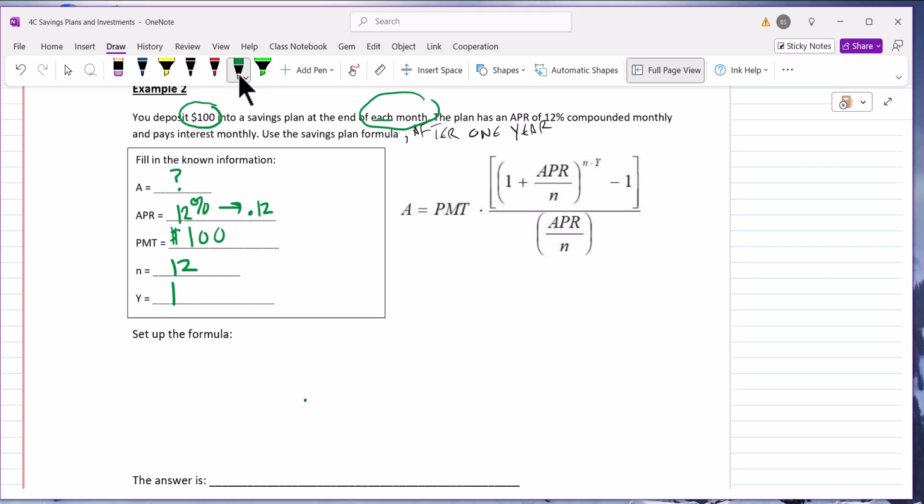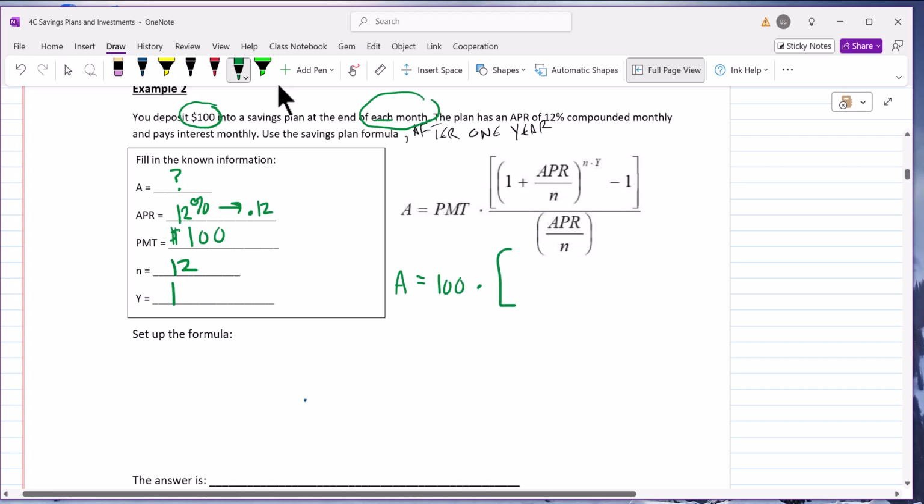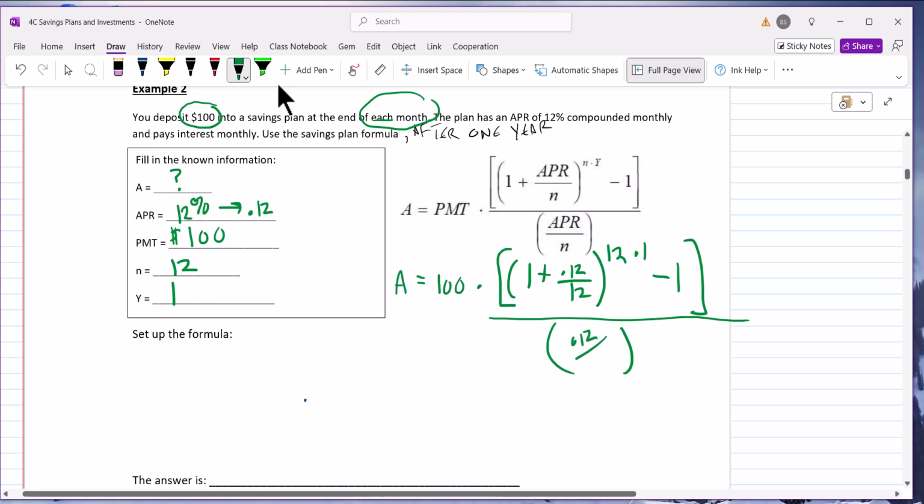The first thing you have to know is what everything in the problem means. Now, what we're going to do together is get this set up. Put in the payment, which is $100. Then you put in 1 plus the APR, which is 0.12, divided by N, which is 12. Then the exponent is N times Y, which is 12 times 1. Minus 1, and then that's all over the APR over N, which is 0.12 over 12.